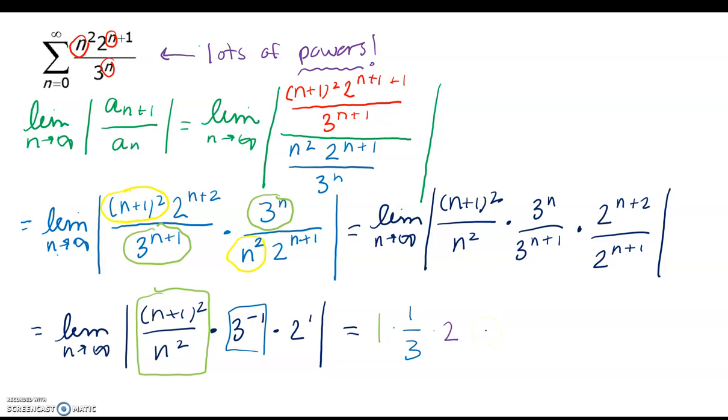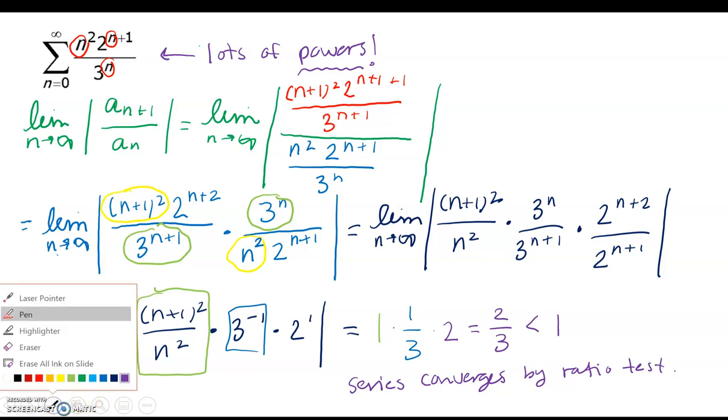Notice I dropped the limit and the absolute value bars because I've taken the limit. N is no longer in the problem. And this is going to go to 2/3. Remember, we need to state why it's important. It's important because it is less than 1. So we know that the series converges by the ratio test.